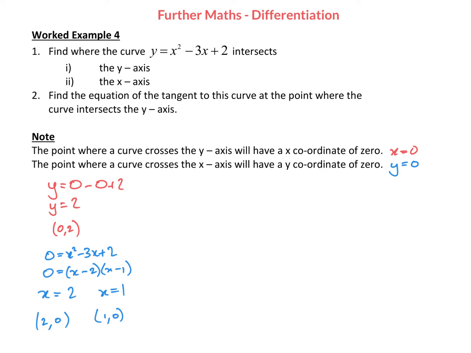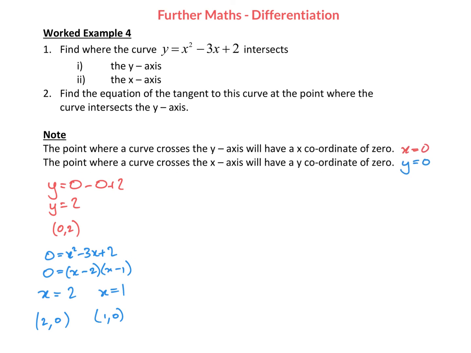Now for this second question here, find the equation of the tangent to the curve at the point where the curve intersects the y-axis. Now we've already seen it intersects the y-axis at 0, 2. So that's the coordinate that we're going to use here. We're going to use x and y values as 0 and 2. But we want to find the gradient, because to find the equation of the tangent, that's a straight line, we need a gradient.